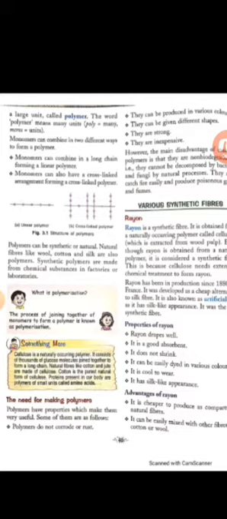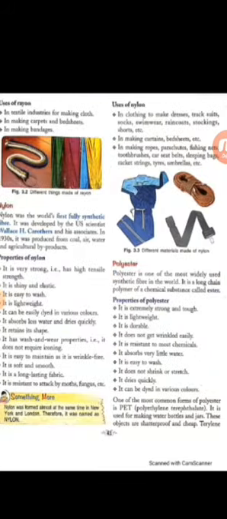Uses of rayon. Rayon is used in textile industries for making shirts, skirts, etc. Next is nylon. Nylon is made from coal, water and air. It is the first fully synthetic fiber, which was made in 1931.